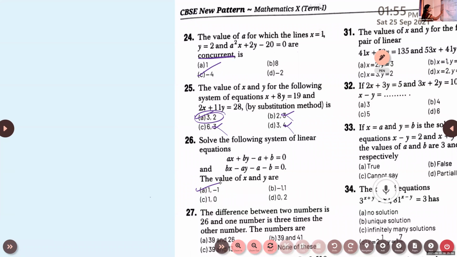When you put x is 1, check it. A minus b minus a plus b. Both will get cancelled. You will get 0. Again, if you substitute the next one, b minus of minus b plus a minus b. It is satisfied by both the equations. So 1 and -1 is the answer. Or you can solve it. Otherwise, what you have to do? You have to solve it. First equation multiply by a. Second equation multiply by b. And then solve it.